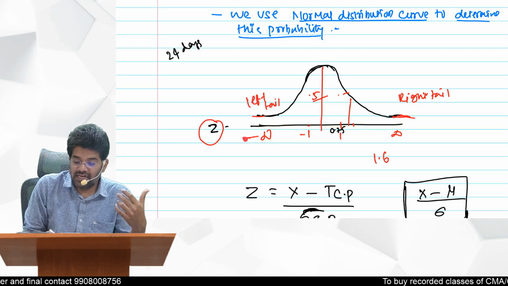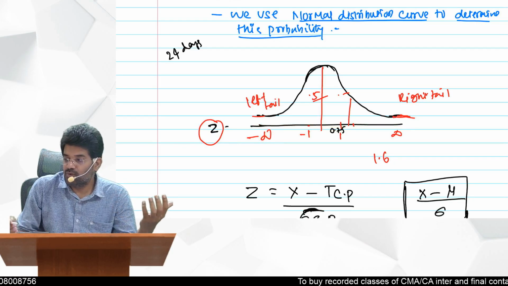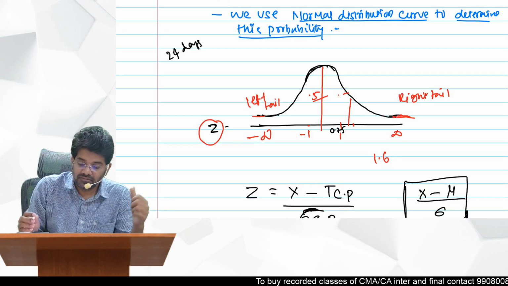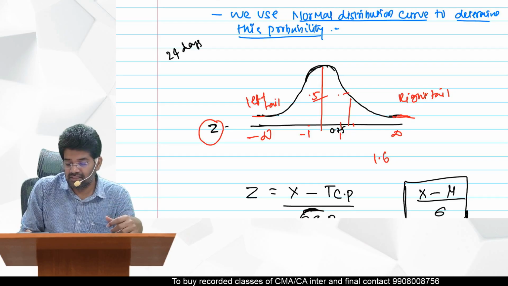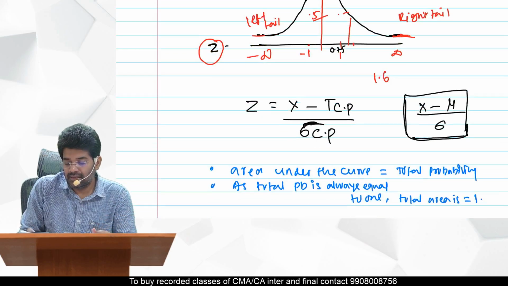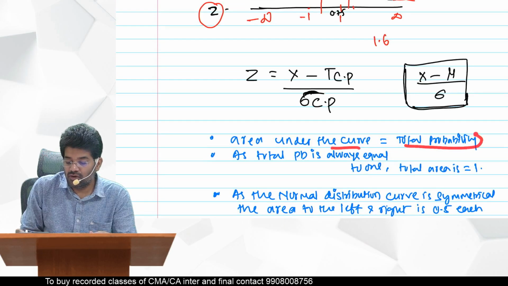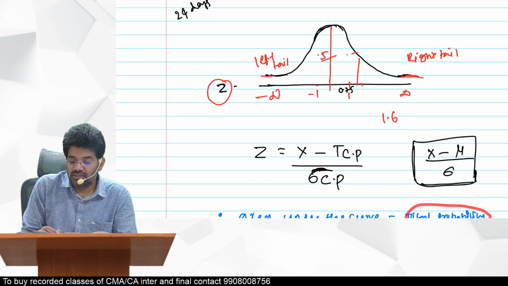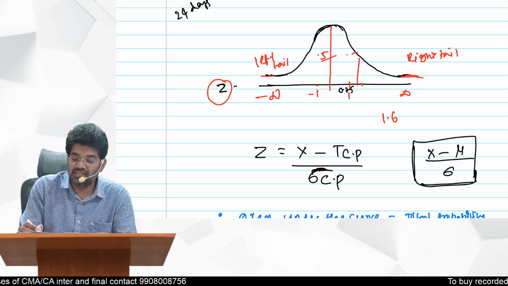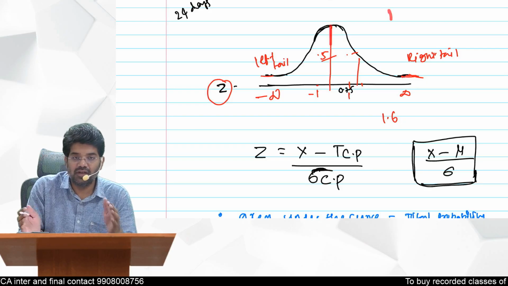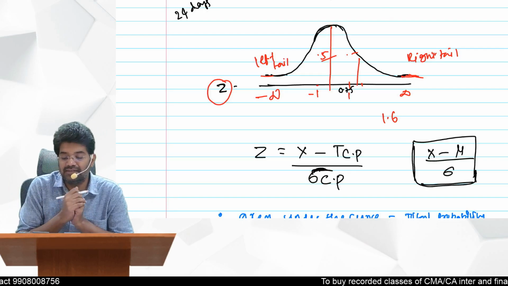Okay, and this side is negative infinity, this side is positive infinity here. This is called the left tail, this side is called the right tail here. Now, the area under the curve is equal to total probability. So the total area under this curve, the probability of that is equal to 1. Since it is divided equally, this side you will have 0.5 probability, this side you will have 0.5 probability.